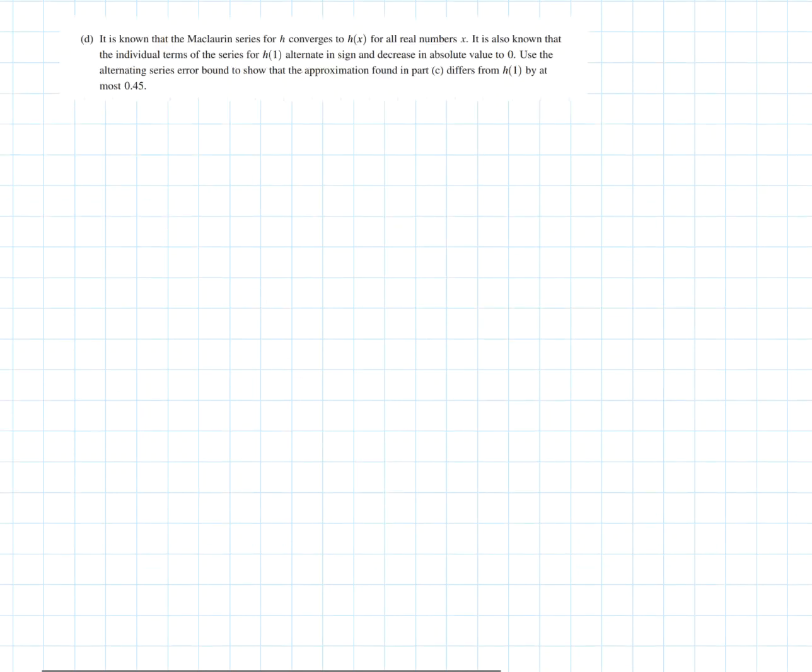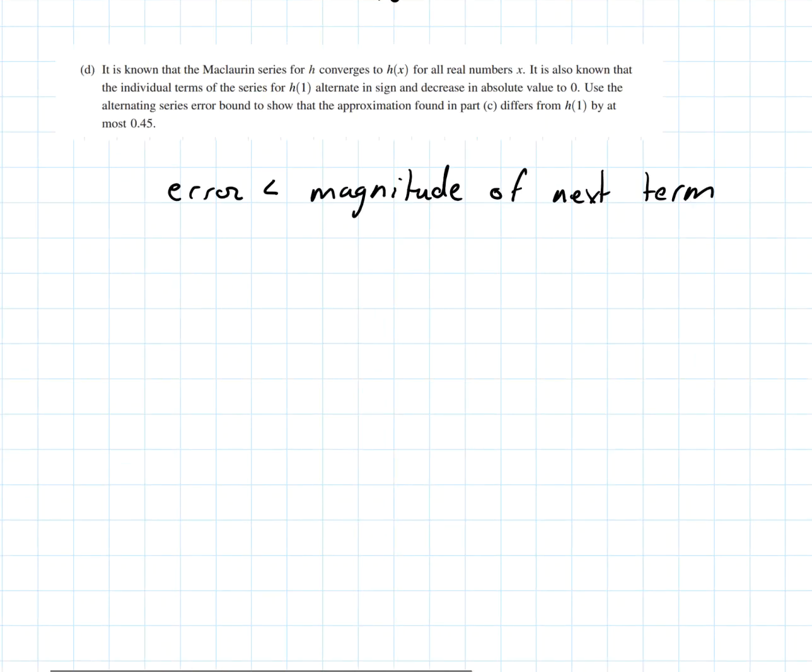The final part of this problem asks us to show that the error bound for the Maclaurin series for h is going to be less than or equal to 0.45. It essentially also tells us that h of x is an alternating convergent series, which means that we can apply the alternating series error bound in order to find the maximum error. And we know that the error for the Maclaurin series for h of x is going to be less than the magnitude of the next term.